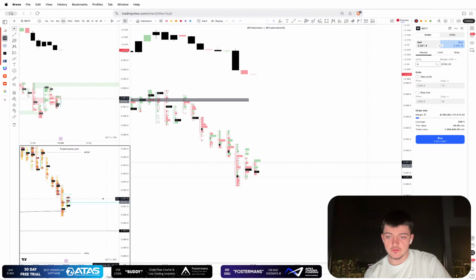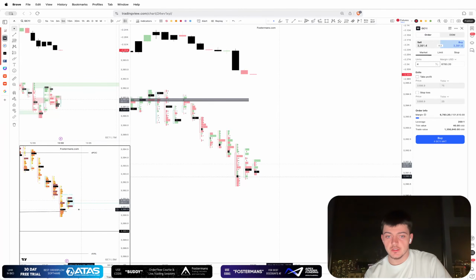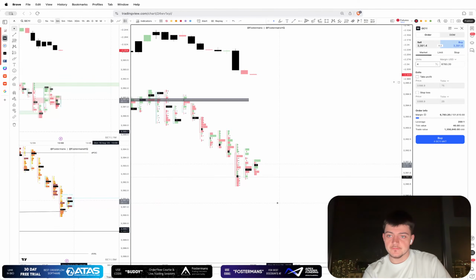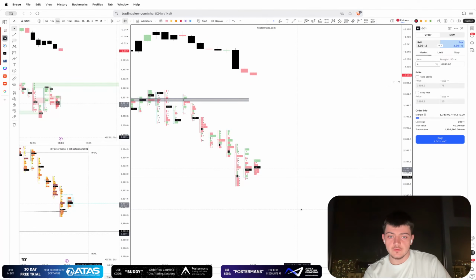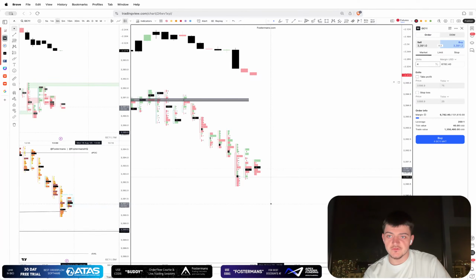Okay, so we got that new 1 hour candle open, plus pretty much every other candle just open there now, guys. Just filled those sell imbalances. No real action. We are getting some divergences though.